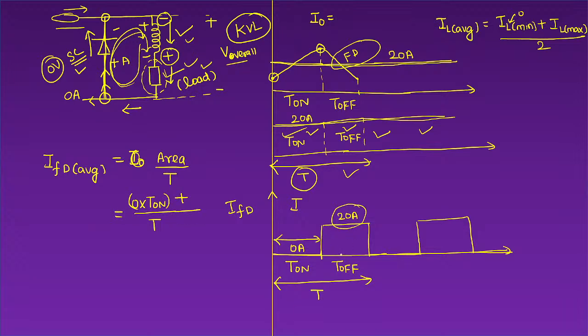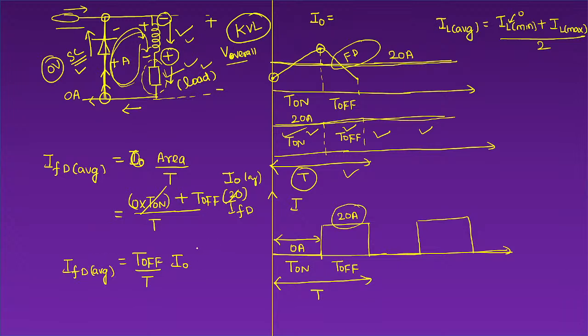It is a rectangular box. So width into height will give you the area. Second case, off time into current value, 20 ampere. I am generalizing, so I will consider I naught here. I naught average, that is the average value of the output current only. We can also write it like this, or you can keep simply I naught. Nothing else is there. The first part is 0. So I can say off time period divided by overall time period into output current I naught will give you the value of the freewheeling diode average current.